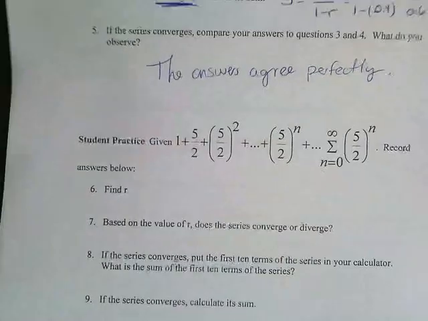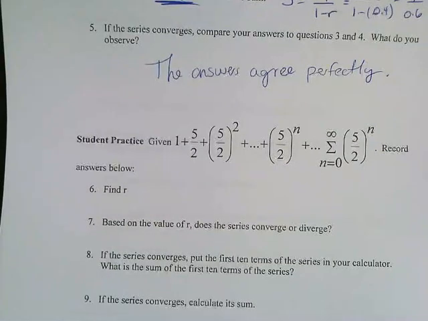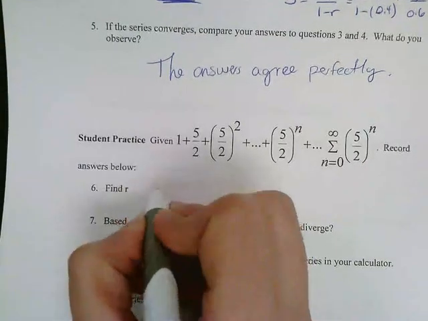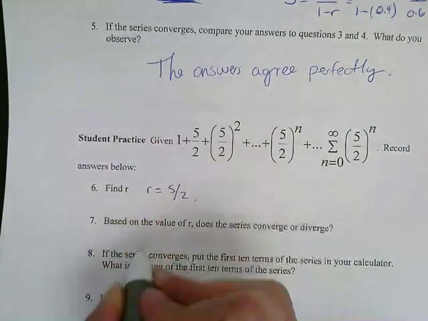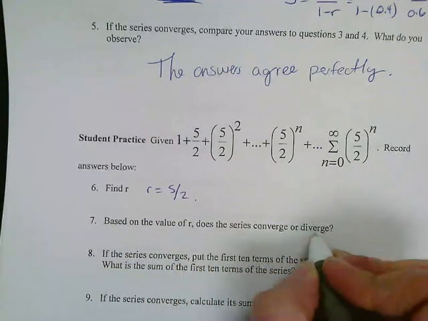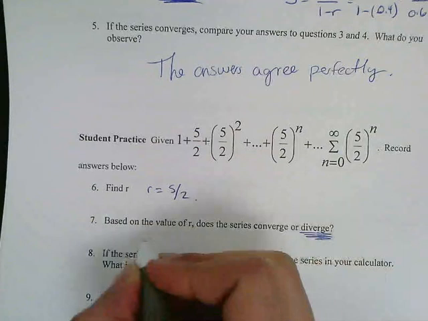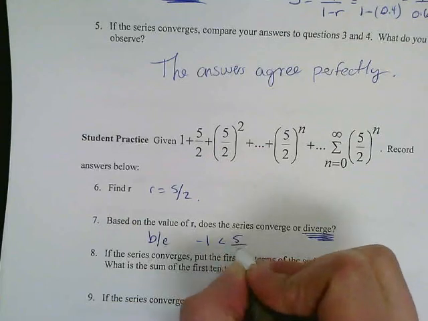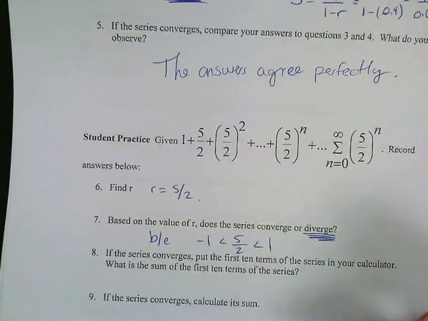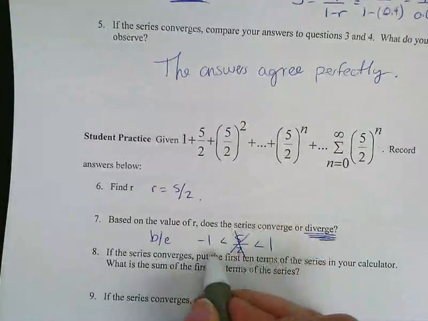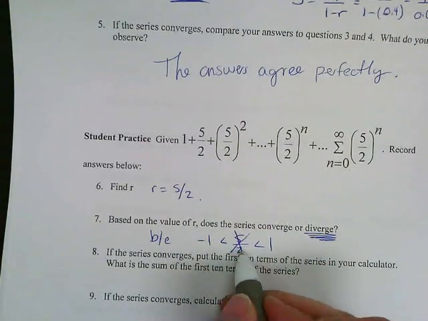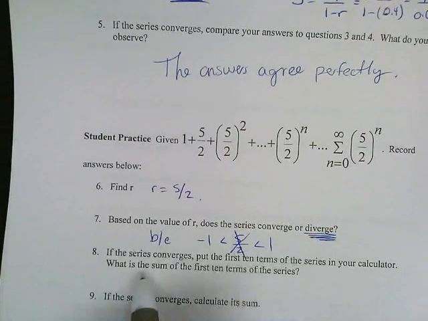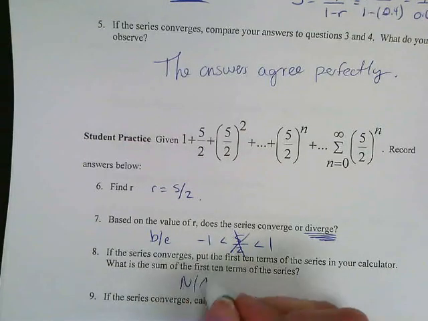All right. The second one, find r. Looking at our geometric series, we notice that 5/2 is the common ratio. So r is 5/2. Based on the value, does the series converge or diverge? It obviously diverges because r is not between -1 and 1. Obviously this is 2.5, and 2.5 is not between -1 and 1. So if the series converges, it doesn't, so we don't have to worry about that.